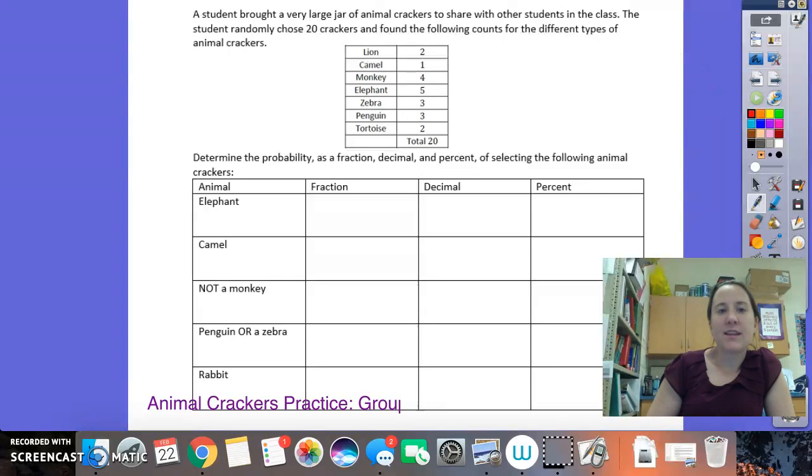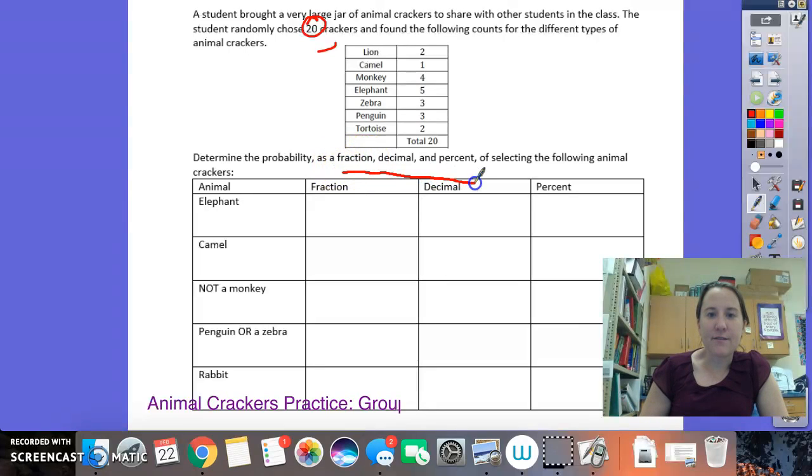So if we are looking at this situation, and we did this in class, we have 20 animal crackers. So a sample of a big jar of animal crackers. And this table shows the fraction or the part of the 20 that each animal is. So you have lion 2, camel 1, etc. And we wanted to determine the probability as a fraction, a decimal, and a percent of selecting each kind of animal cracker. So selecting an elephant, I can read that right from the table. There are 5 elephants out of 20 crackers. And if you need a refresher, in my calculator, because you can use calculators for this assessment.